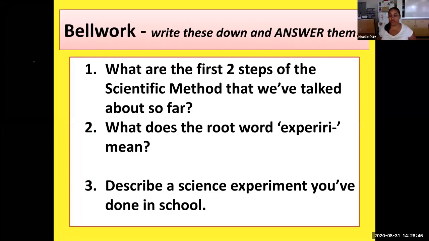And then describe a science experiment you guys have done in school. You all been in school for at least 8 years now, maybe more. What are some science experiments you guys have done over the years? In your science classes or at home or anywhere, really. Think back to your science class last year. Most of you were in 8th grade last year. What kind of experiments did you do?